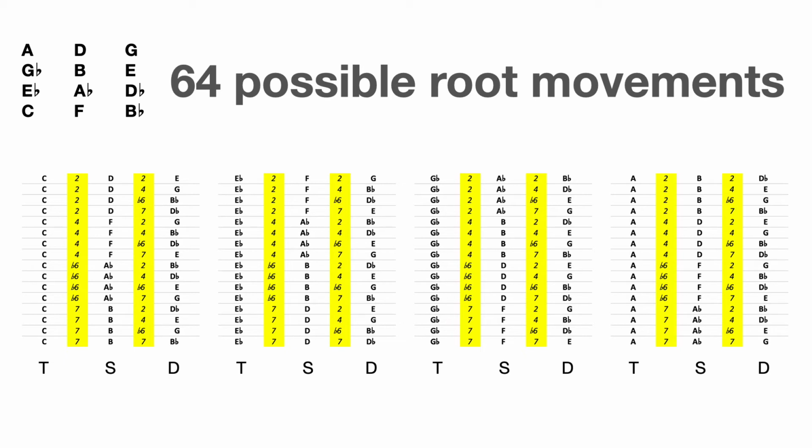Now, if we look at each one of these root movements, there's really only 4 possible cycles. There's a cycle of 2, which is basically going up a second from C to D. There's a cycle of a 4th, which is going from C to F, or a cycle of a 6th. In this case, it's a minor 6th or flat 6th, going from C to A flat, and then going down a major 7th, which would be going from C to B.